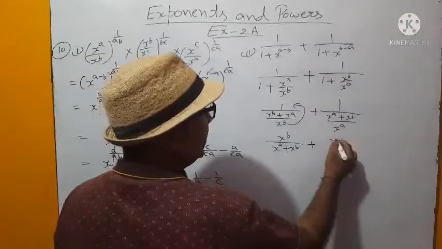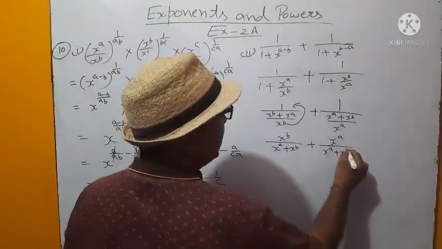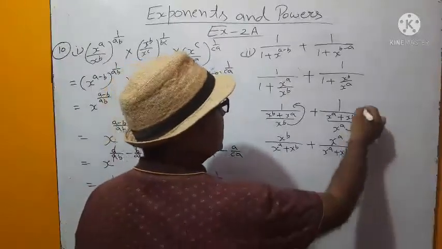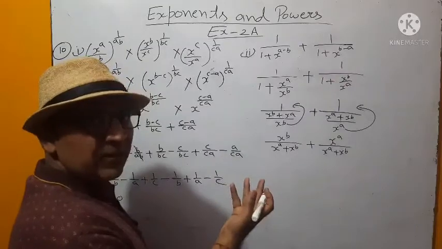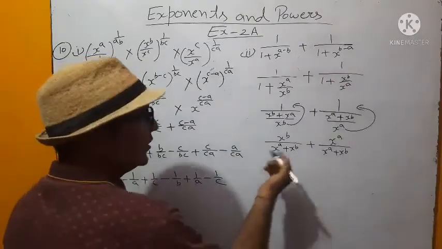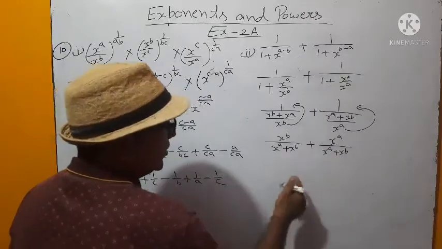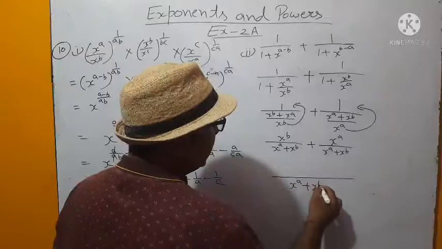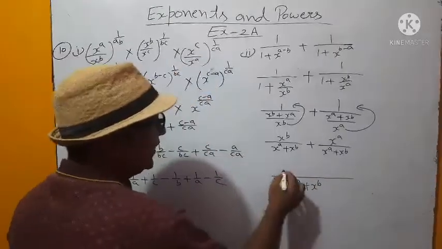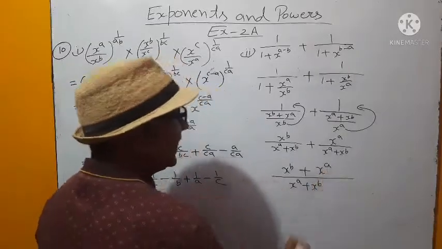Now here it will become x power a upon x power a plus x power b. Here also x power a will become the numerator. This is the complex fraction. Now you can see that both the denominators are same. So by taking the LCM, x power a plus x power b, here you will get x power b, plus here you will get x power a.